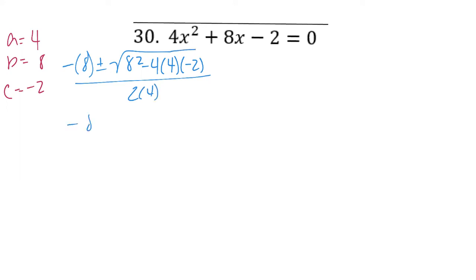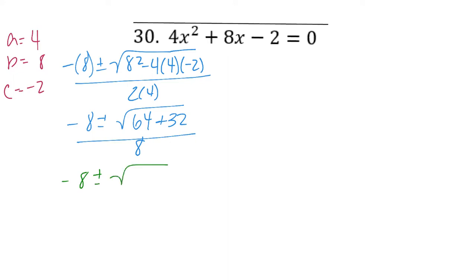Then we simplify negative 8 plus or minus the square root of 64. So negative 4 times negative 2, when I multiply this out, is going to give you a positive 32, all divided by 8. And then we simplify: negative 8 plus or minus the square root of 96 over 8.